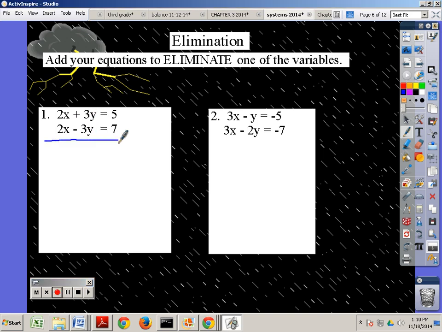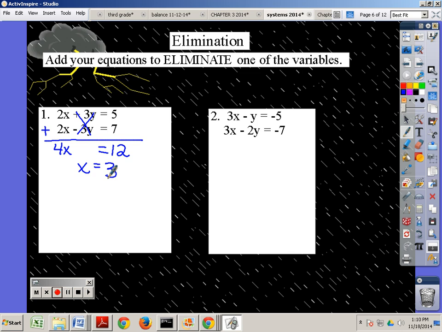So if I simply add these two equations together, 2x plus 2x becomes 4x. Positive 3y minus 3y cancels each other out. 5 plus 7 becomes 12. Dividing both sides by 4, we simply get that x equals 3. Way easier to do when problems are in this format.